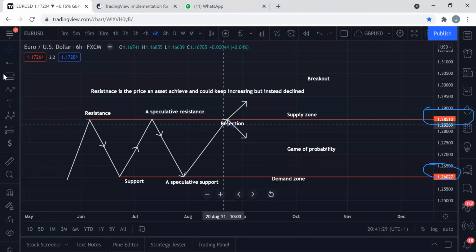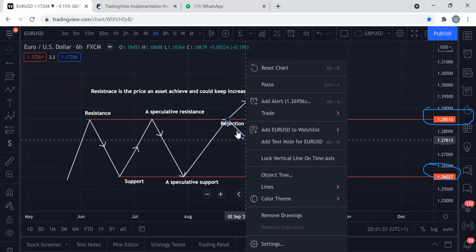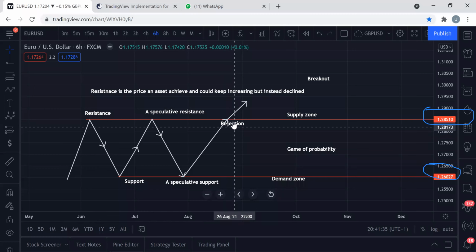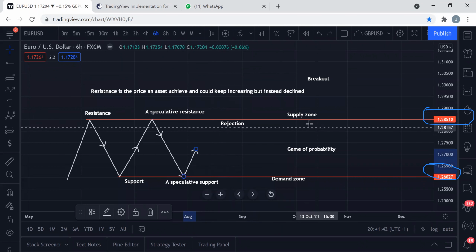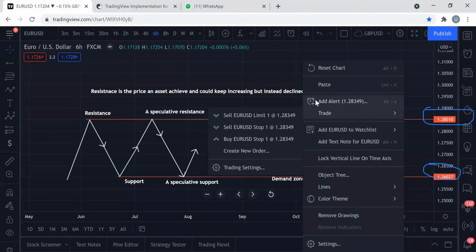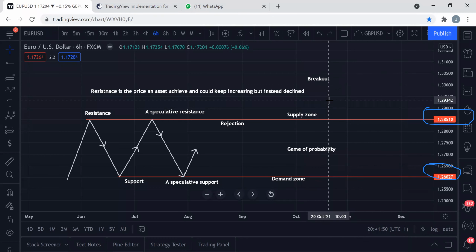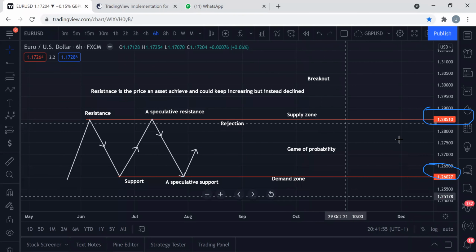Now, if the price is approaching this resistance level, what you just do is fold your arms or set an alert. If you are using TradingView, you just set an alert. All you have to do is right click. If you are using the computer version, you right click and you see something here, add an alert. So you just add an alert somewhere here, close to it.